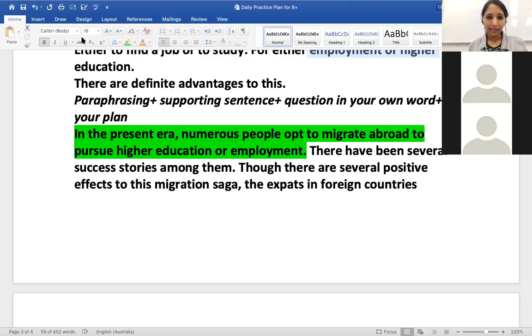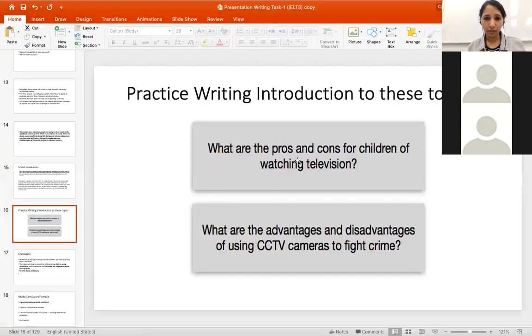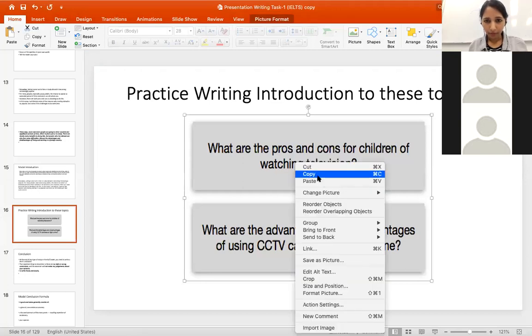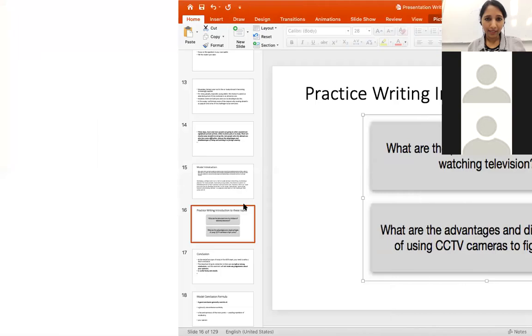Okay. Guys, see, this is a very, very simple thing. What I'll do is, I won't give you time, okay? I'll keep this up and I want you guys to dictate to me. I'll copy this and I'll put this on Word. So we'll do it together. I won't give you time to write it separately. Pros and cons. So I'll copy this. Remember what we learned?